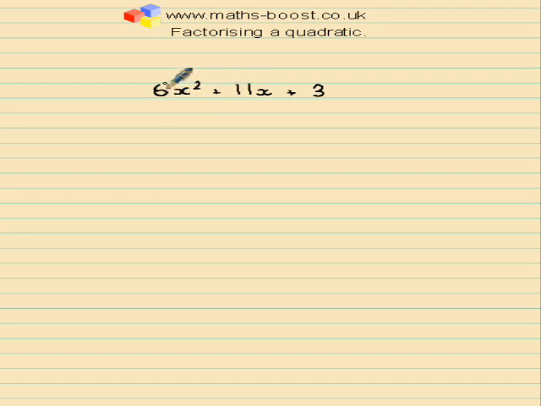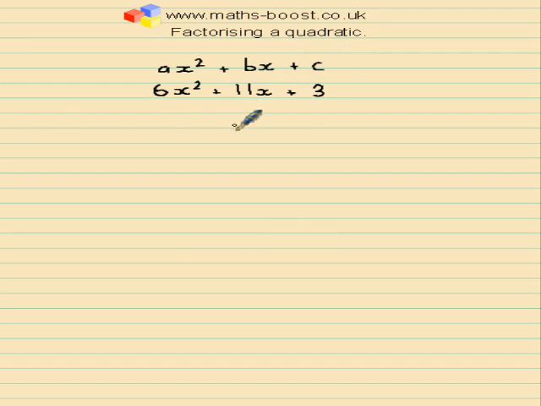So we've got x squared, x, and then the number. In fact, you may recognise this as how we generally would write down a quadratic.